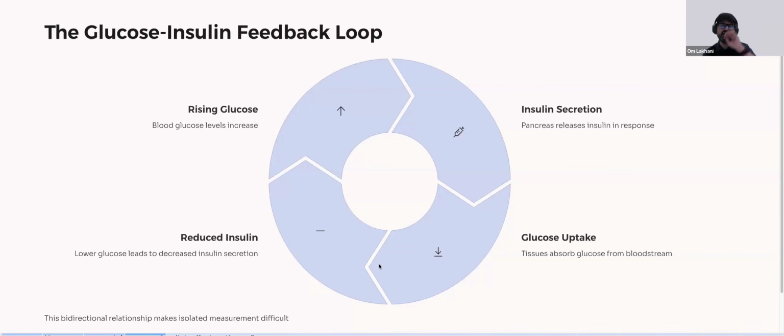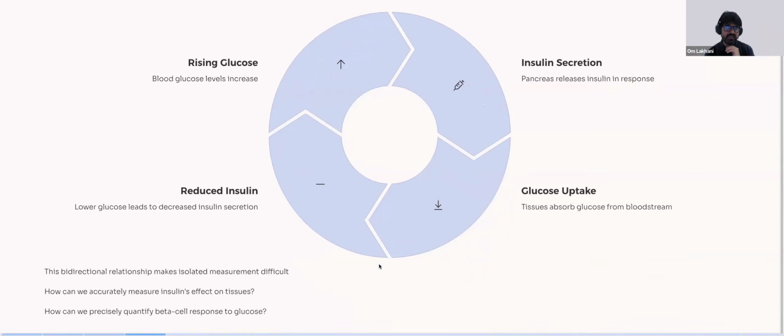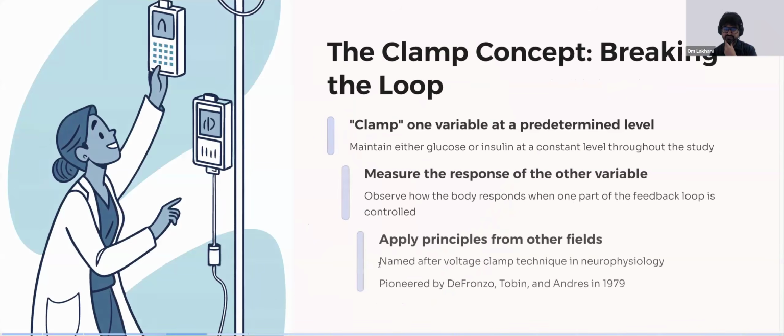So in order to study insulin resistance in isolation, you have to clamp one of these parameters. You have to fixate one of these so that you can measure the variation in the other, right? I hope that point becomes clear. It'll become more clear as we go on. So basically, you clamp one variable at a predetermined rate, and then you see the response of the other variable, right? So that is how ultimately you do it.